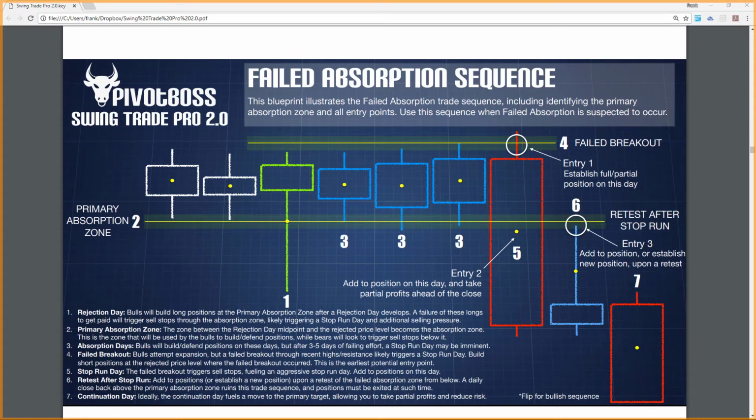Whenever market participants fail to get paid, you usually see a significant stop run that occurs. So again, being able to identify that at its earliest points, and usually it's a failed breakout, that's the earliest point to identify it. That could be significant because that could be ahead of what could be a huge day in the opposite direction. So again, stop run day, you got the retest after stop run. That is a great entry opportunity, and then you get the continuation leg down. So let's look at an example.